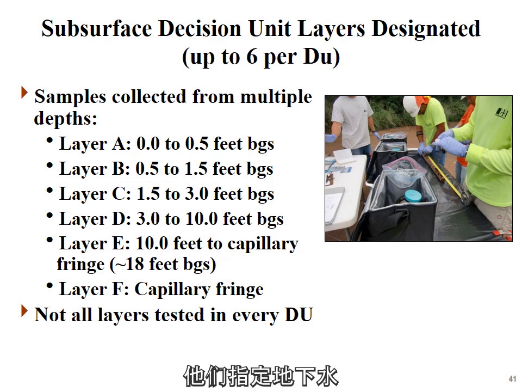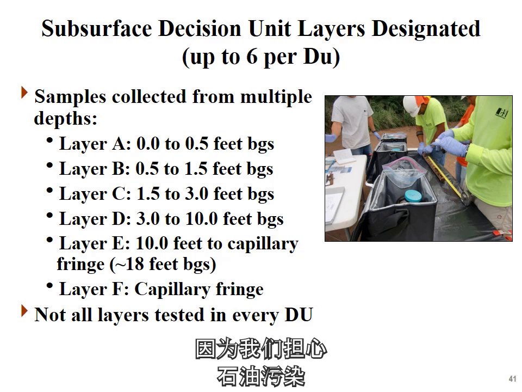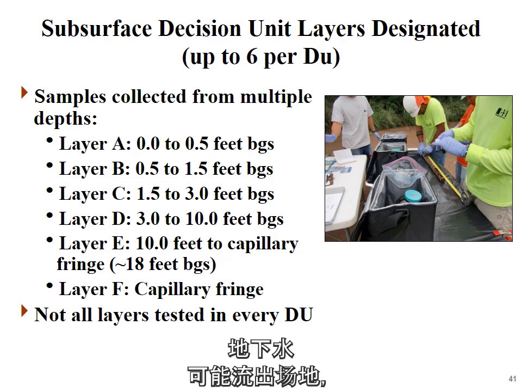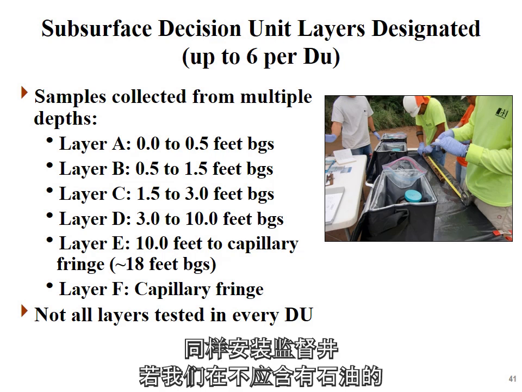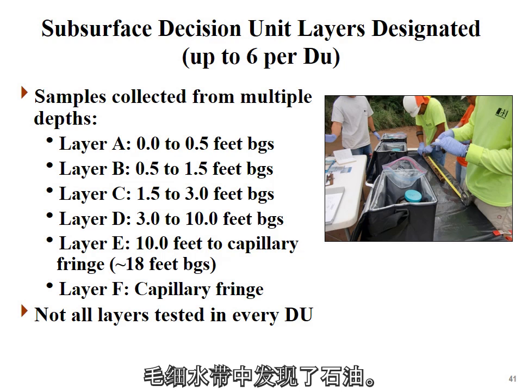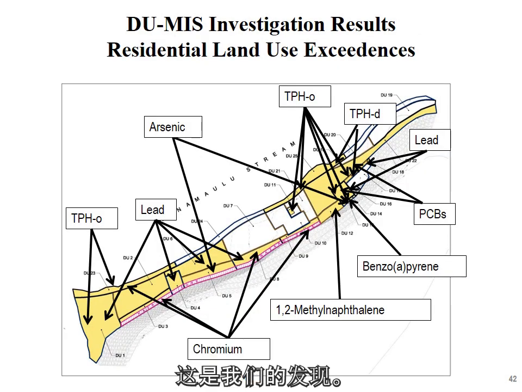They designated the capillary fringe for groundwater as a separate DU because we were concerned about petroleum contamination on groundwater potentially migrating off-site. And we wanted to check for petroleum in the soil. And also install monitoring wells if we'd found any petroleum at the capillary fringe, which they didn't. So not all layers were tested for every DU, but you get an idea of a really detailed investigation. Here's what they found here.